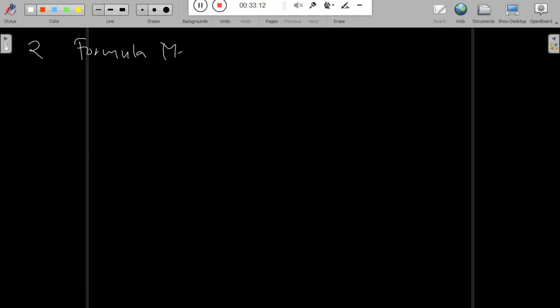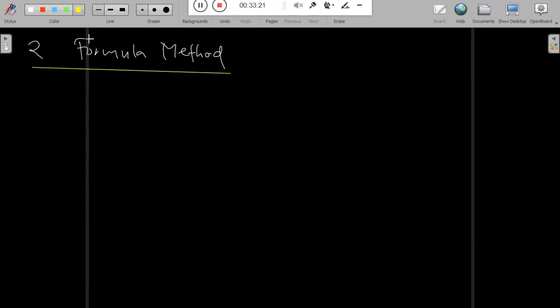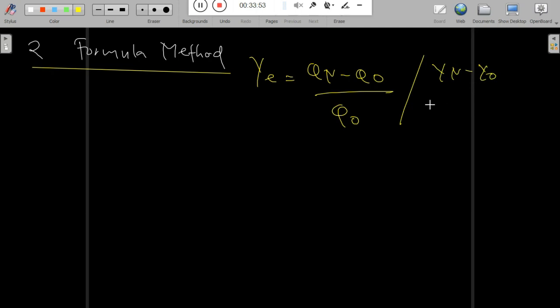So let's look at how we can calculate now by using the formula method. Under the formula method, the change in quantity demanded is given by Qn minus Qo, the current quantity minus the base year quantity, divided by the base year quantity, over the current income minus the base year income, divided by the base year income. From this derivation we get the income elasticity of demand, that is the change of quantity demanded due to change of income, times the base year income divided by the base year quantity.